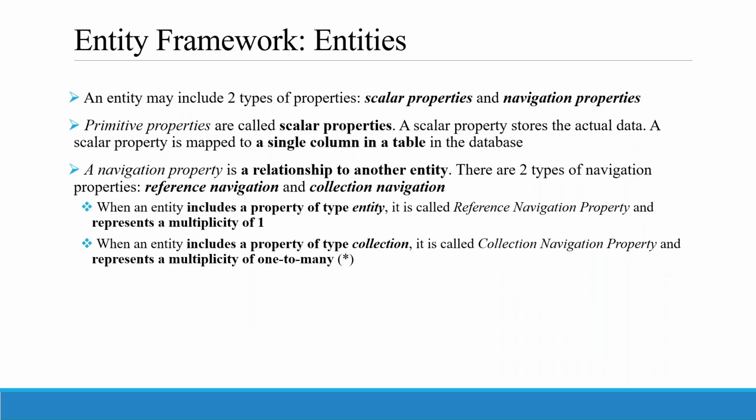Now, an entity may include two types of properties. We can have scalar properties or navigation properties. And it's important to remember, primitive properties are called scalar properties. They store the actual data and are mapped to a single column in the table in the database, okay? So for each scalar property or primitive property, we have a column in a table in the database.